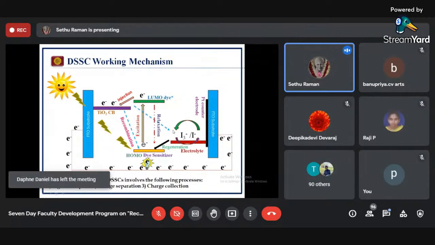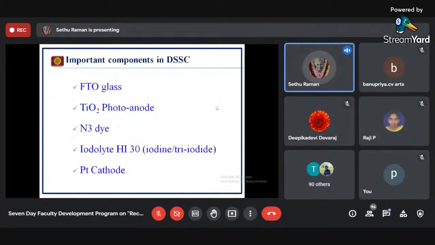How that oxidation and reduction takes place here, how electrons are produced simultaneously in the dye sensitizer, and we receive a beautiful continuous current when we use dye-sensitized solar cells. So these are the important components. The TiO2 photoanode plays a very important role in dye-sensitized solar cells: ITO glass and TiO2 photoanode, N3 dye, then iodolyte electrolyte, and then platinum cathode.